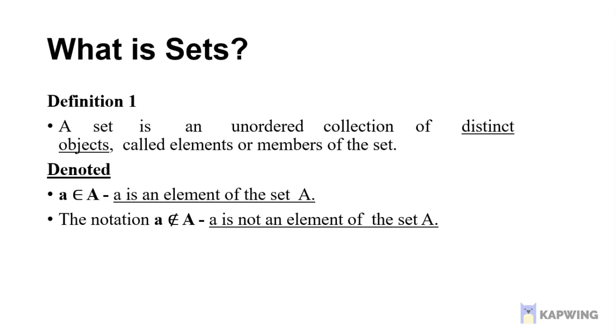Suppose we say a ∈ A, we can read this as a belongs to capital A. This capital A denotes a set and this small a denotes an element. So we will say a is an element of set A. If a does not belong to the set, then we will say a ∉ A, which means a is not an element of set A.